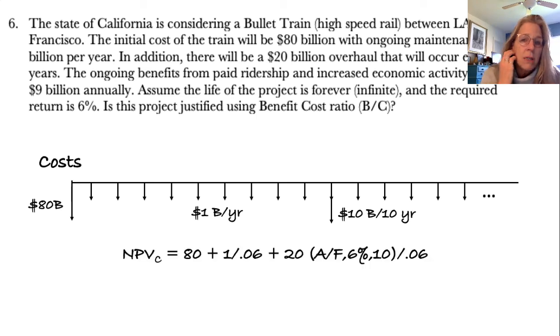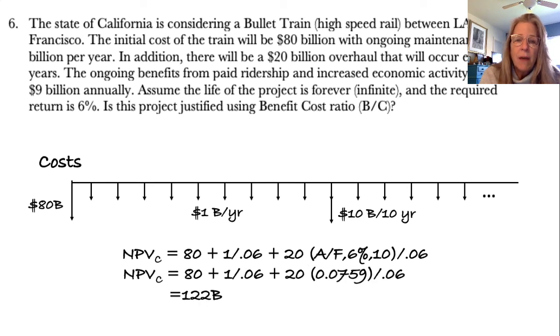So the net present value of the costs is going to be 80 plus 1 divided by 0.06, because that is the equation where n is equal to infinity. I can calculate the present value as A over I. And then for the 20 billion every 10 years, I've taken that 20 billion and converted it to an annual value, which occurs every year for 10 years. Since it's recurring every 10 years, that A value I just calculated will be occurring forever. So I'm also going to divide that by 0.06. And that gives me a value of 122 billion net present value of all the costs.